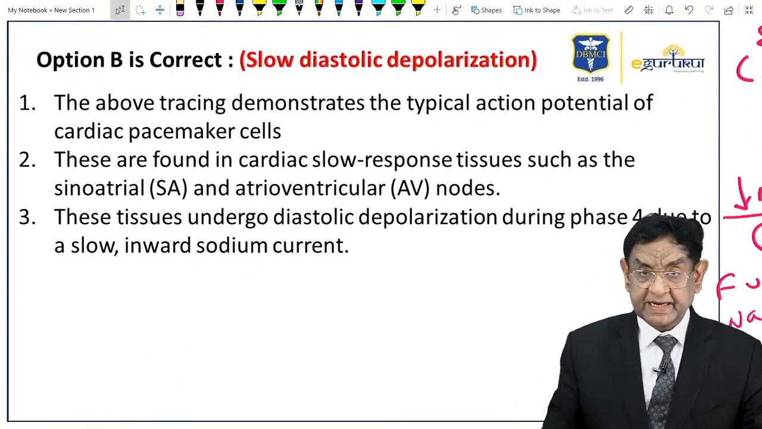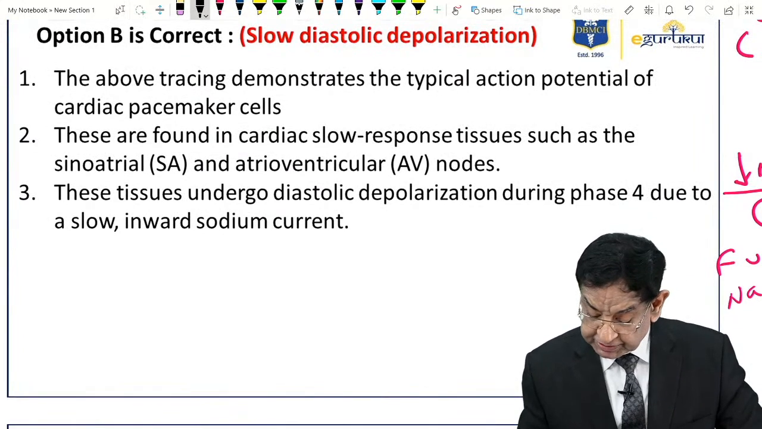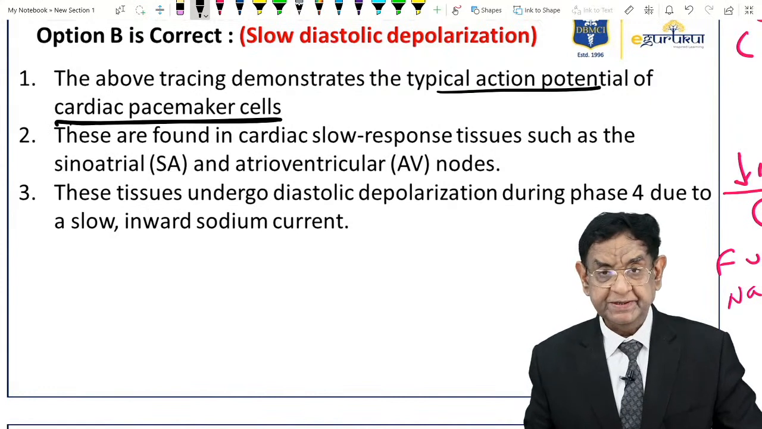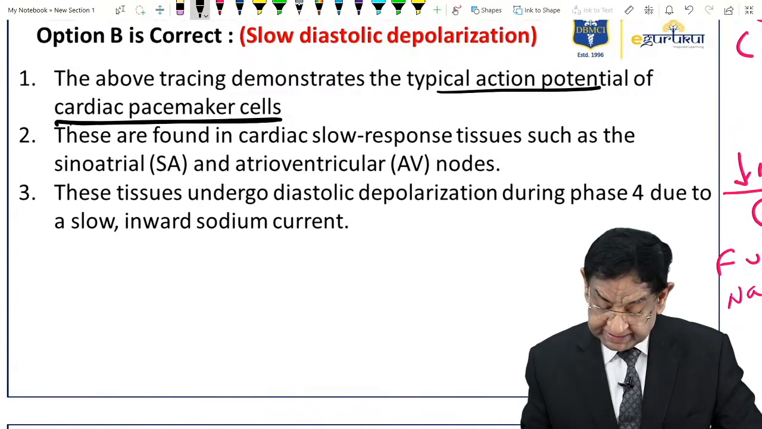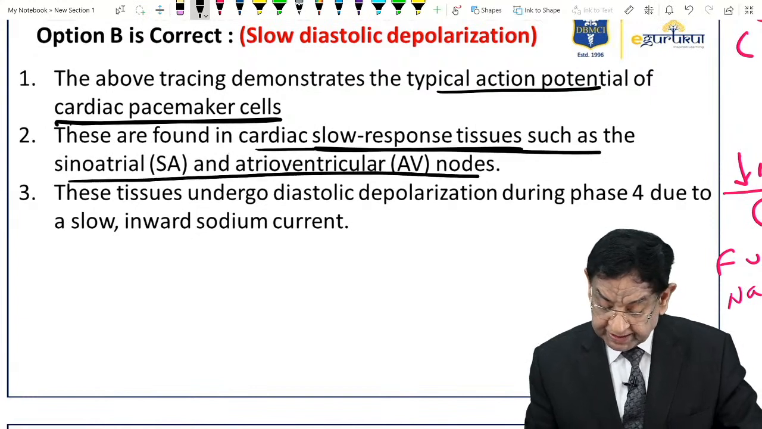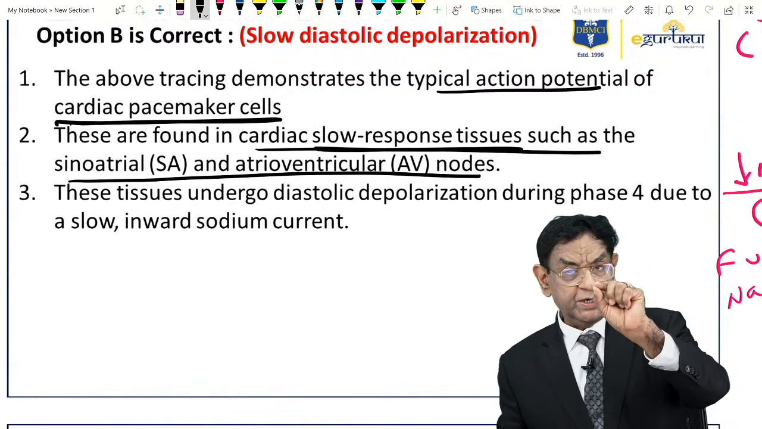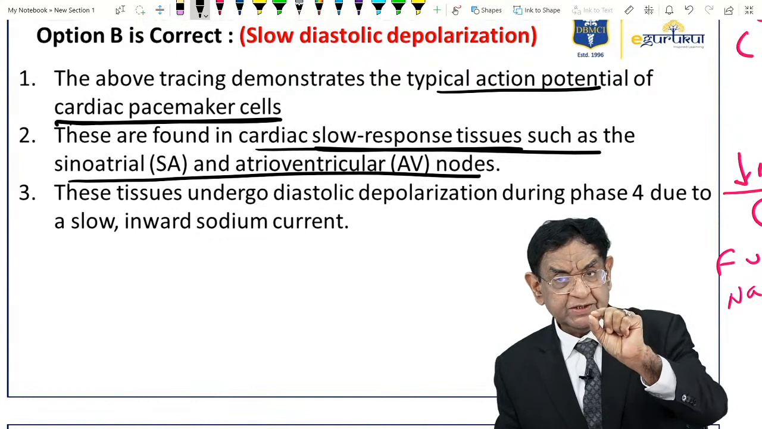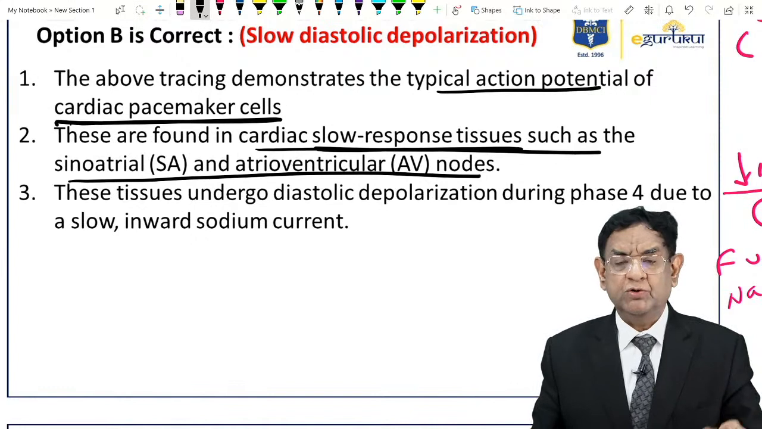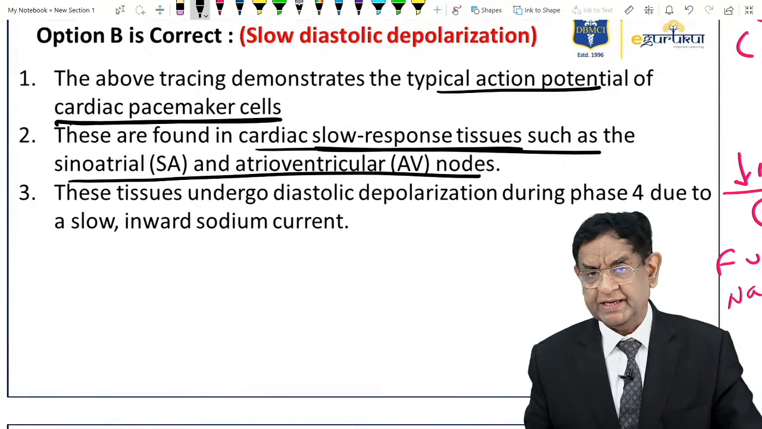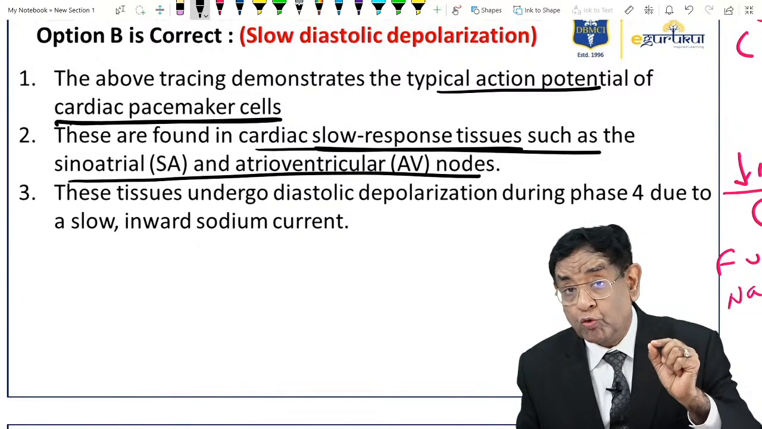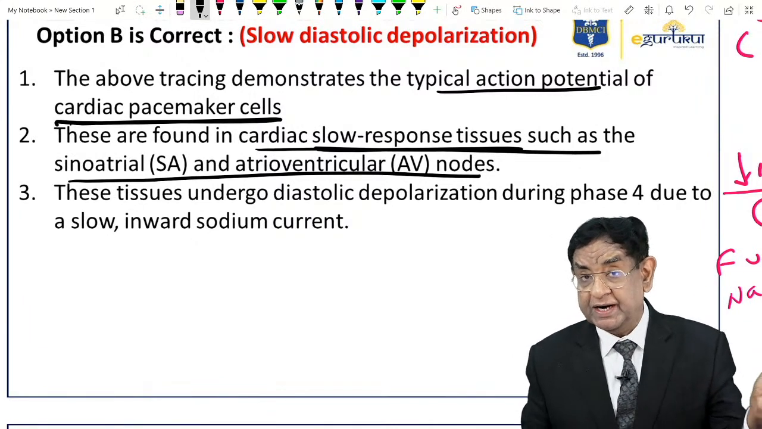So, as I told you, this tracing demonstrates the cardiac action potential, agreed? And they are found in the cardiac slow responsive tissue such as the SA node and AV node. Point to be noted, SA node and AV node have an inherent quality. Of course, SA node is the most powerful, but their depolarization is slow as compared to normal cardiac tissue.